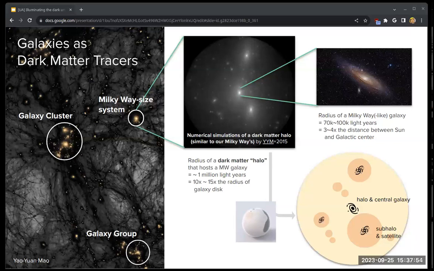Okay, so these are a few terminologies that I will use throughout the talk, so I just want to mention that. The structure that you see, I went through the galaxy cluster, galaxy group, and Milky Way size systems. It can continue to go down the scale, right? You can go to even smaller sizes. You might have a smaller central galaxy and smaller system, and so on and so forth.